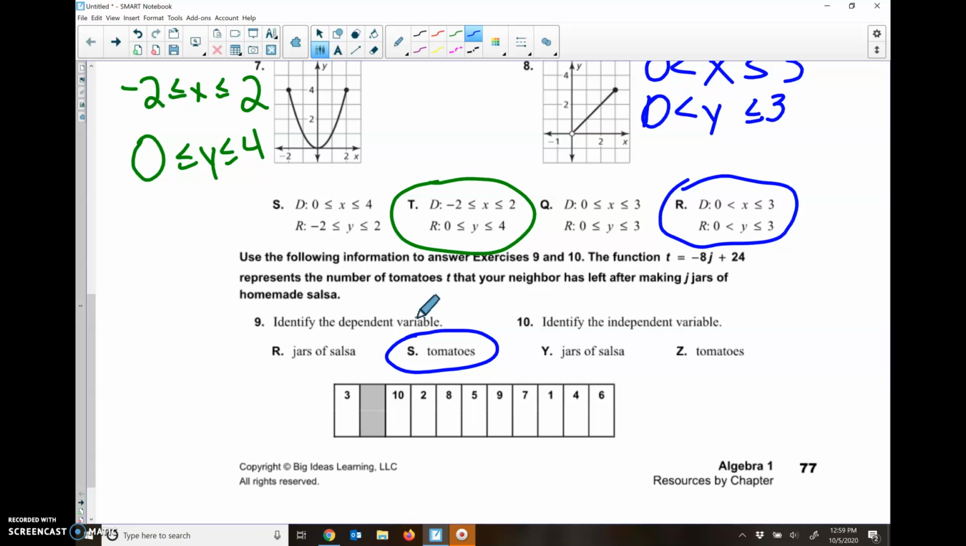The jars of salsa would then be dependent on the size of the tomatoes and how good they are. That's really up to the tomatoes, how many jars of salsa we make. So tomatoes is going to be the independent, and salsa is going to be the dependent. We can control the tomatoes. We can't determine how many jars of salsa we have.